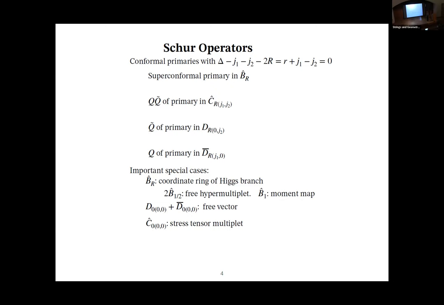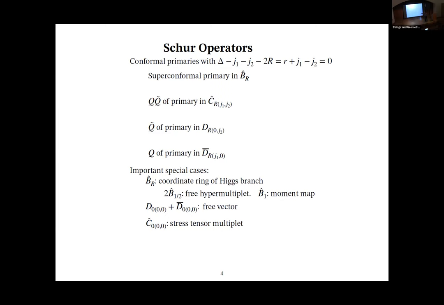And there are a few special cases to keep in mind. One special case, the B-hat R operators are the coordinate ring of the Higgs branch. Those are the ones we're going to be turning on. And among those special cases, yet more special, if I have two B-hat 1/2 operators, that's a free hypermultiplet, the simplest possible N=2 superconformal field theory. B-hat 1, which are either quadratic things in the free case or just things by themselves, are the moment maps for the hyperkähler isometries of the Higgs branch. That will be important.